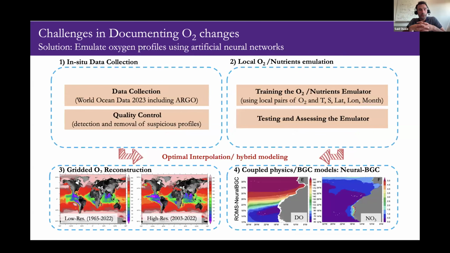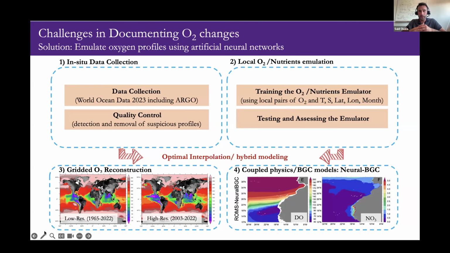So this slide is to explain the general framework that we developed, that we are working on, and then we will go through each of these elements step by step. So the first step here was to do the in-situ data collection. This is quite standard, and I'm sure lots of you have already done this. The second step was to design the machine learning model. It's basically a neural network emulator. It's basically a neural network model per BGC variable with a coupling between oxygen and nutrient networks.